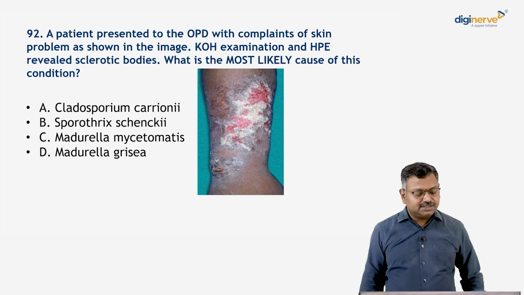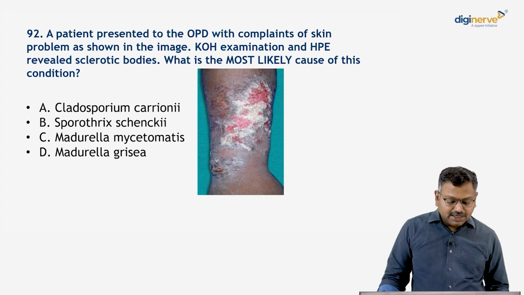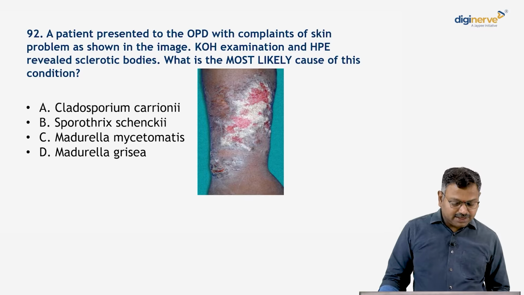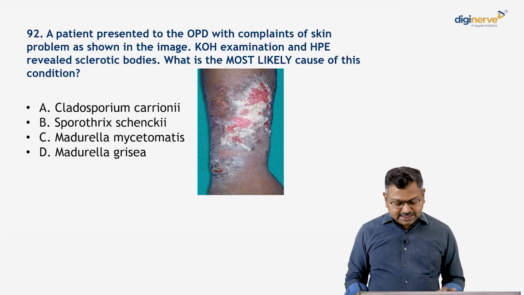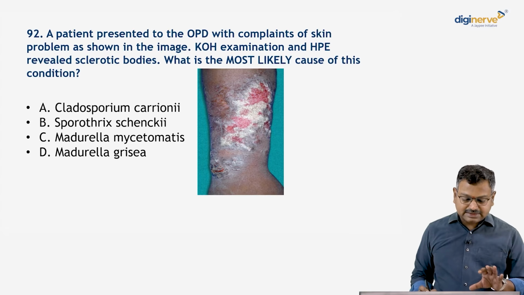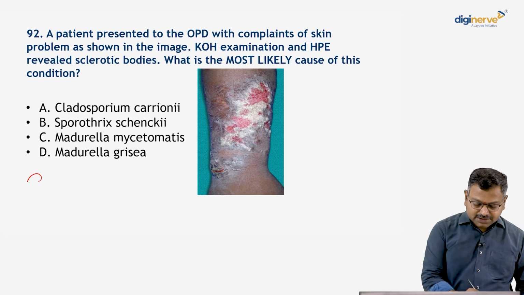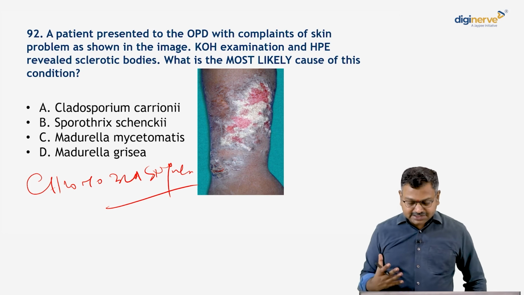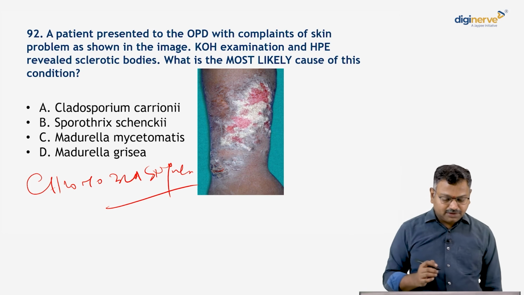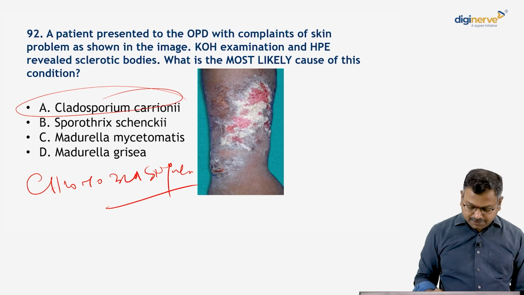A patient in the OPD complains of a skin problem, and this is what you see. KOH and HP show sclerotic bodies. What is the diagnosis? Is it Cladosporium carrionii, Sporothrix schenckii, Madurella mycetomatis, Madurella grisea? So the disease we are seeing here is what we call sclerotic bodies. Our diagnosis is chromoblastomycosis, where you have nodules and ulcerations, and the common organism which produces that is Cladosporium carrionii.